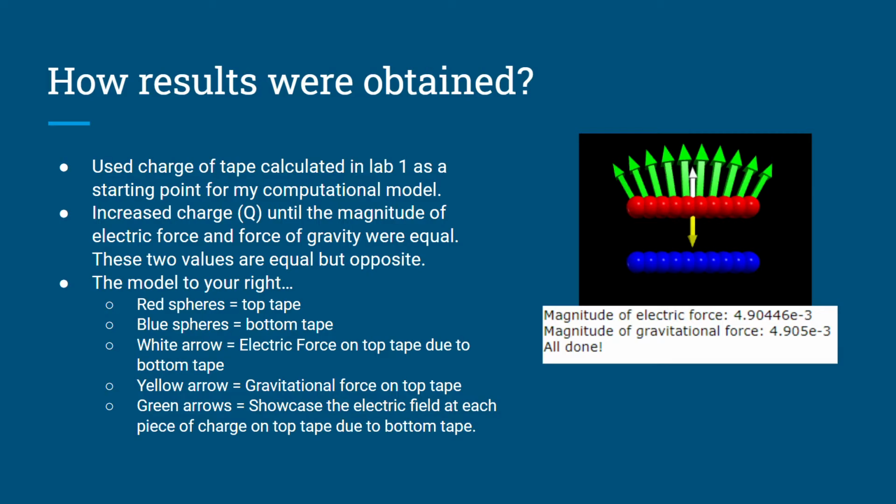So the model to our right is our output and result of Lab 2. The red spheres represent the top tape. The blue spheres represent the bottom tape. The white arrow is the electric force on the top tape due to the bottom tape. The yellow arrow is the gravitational force on the top tape. And the green arrow showcases the electric field at each piece of charge on the top tape due to the bottom tape.